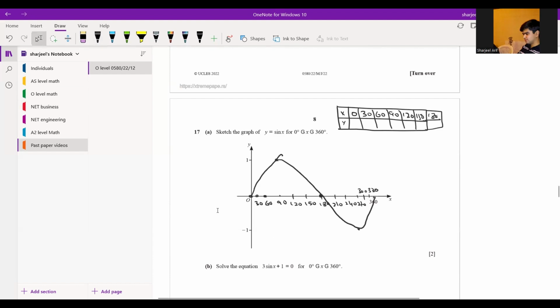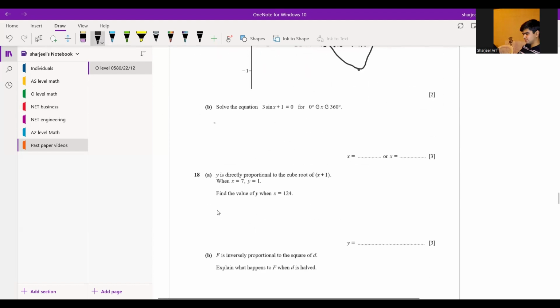For the second part, you have to solve the equation 3 sine x plus 1 equals 0. 3 sine x will be equal to minus 1. Sine x will be equal to minus 1 by 3. To find the value of x, you have to find sine inverse of minus 1 by 3. So x will become minus 19.47. This is your first answer. It's not in the given domain. So find the positive value.